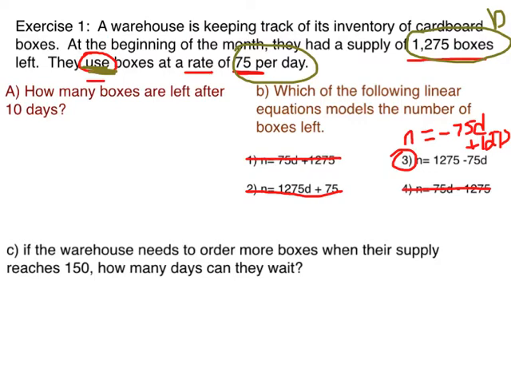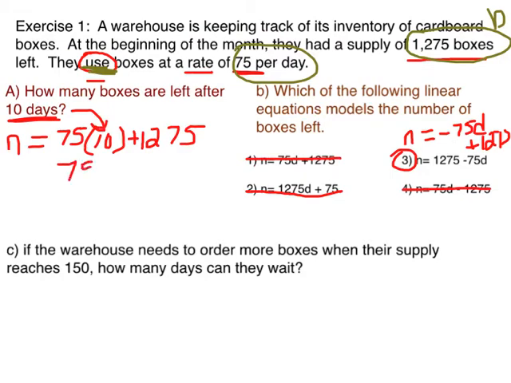With that being said now, we're going to go back to A. We're going to say, okay, how many will be used in 10 days? So I have 75 times 10 plus my 1,275. 10 days goes in for D. 75 times 10 is 750, plus my 1,275. I'm sorry, it's going to be a negative 750. And it's going to give me an answer of 525 boxes will be left.